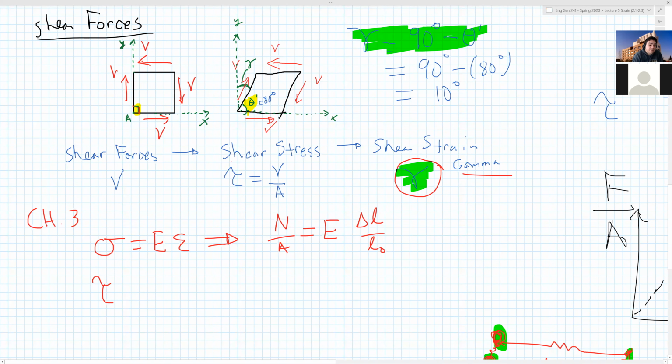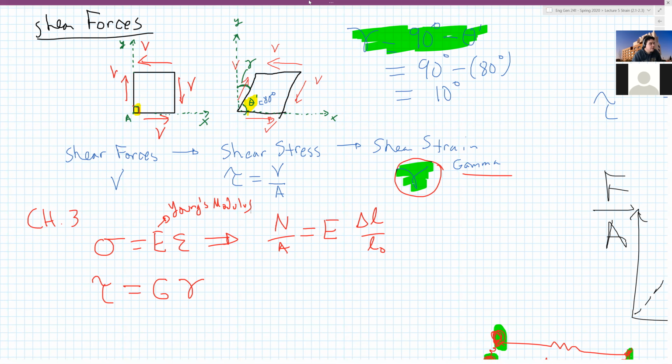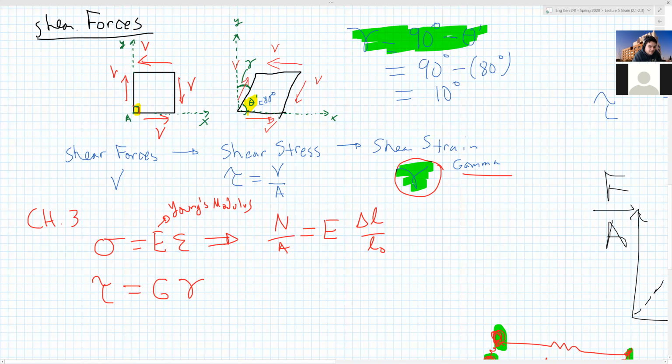Shear stress is equal to shear strain somehow, but don't you need some resistance to shear? That resistance, that modulus, is going to be G. Can anyone take a wild guess what the name of that constant is called? This is Young's modulus. What is G? Let me write it down here. You can type it in or say it. This is shear stress. This is shear strain.